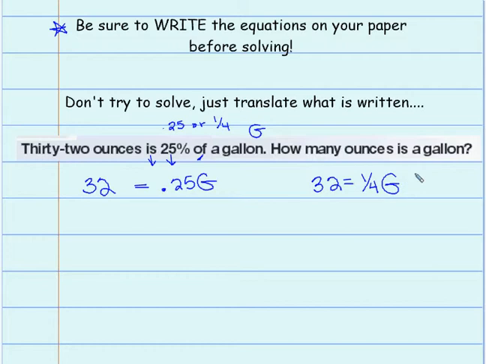Okay, now we have to solve. So here's our variable, and since this is multiplying, we would have to divide both sides by that decimal. Okay, so we'd work this out, because 0.25 divided by 0.25 then ends up being just G, which is what we want. But this over here we would have to divide.